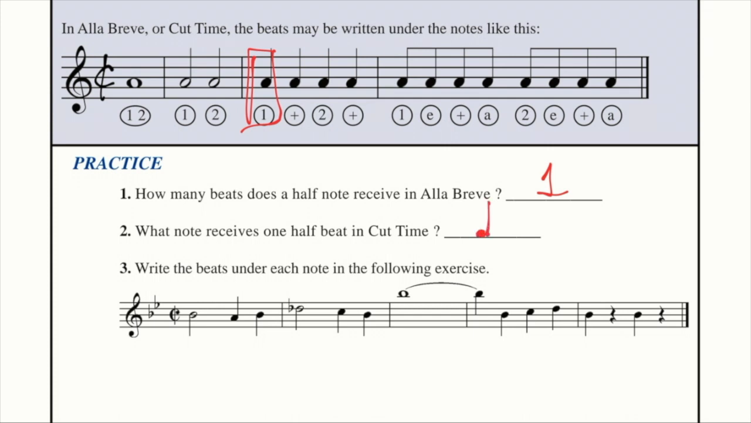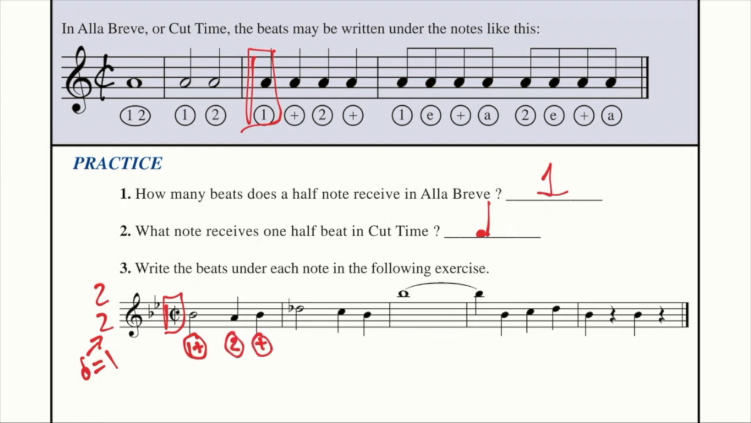Write the beats under each note in the following exercise. We have cut time, or alla breve, which is 2-2, and a half note receives 1 beat. Let's begin counting out these measures. 1 and circle. A quarter note now receives half a beat, so it's 2 circle and circle.